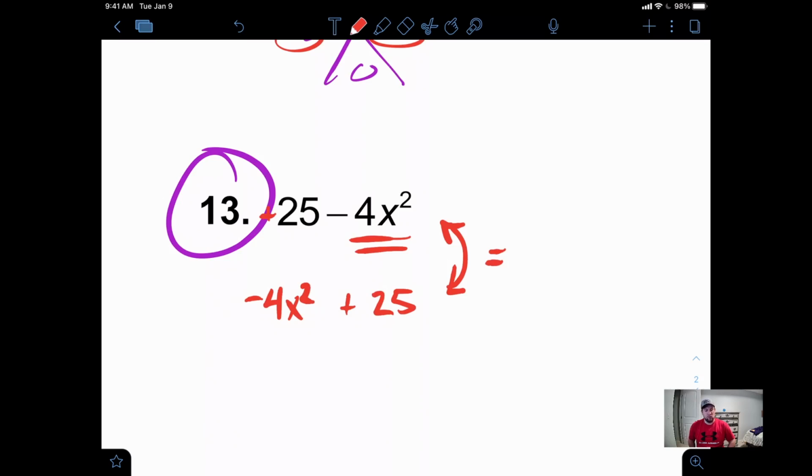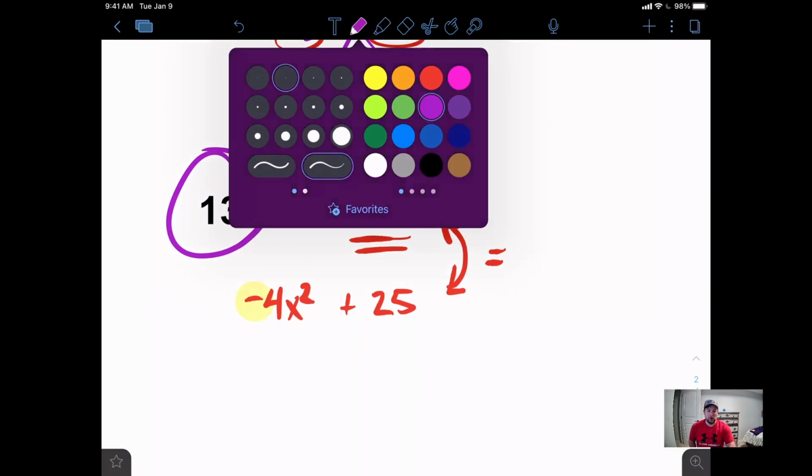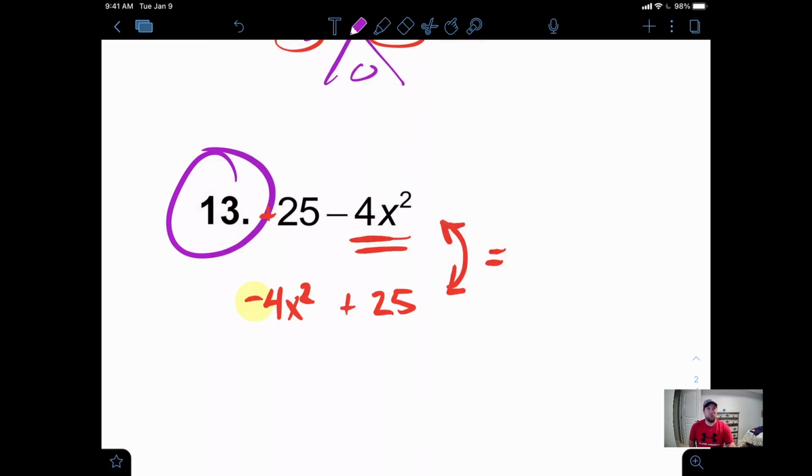Now, when I look at this, one thing I hope is jumping off the page to you is this negative. We don't ever want that leading term to be negative. So if it's there, we need to try to divide a -1 out of everything. So if I were to divide a -1 out, -4 divided by a -1 would leave us with a positive 4x squared, and positive 25 divided by a -1 would leave us with a minus 25.